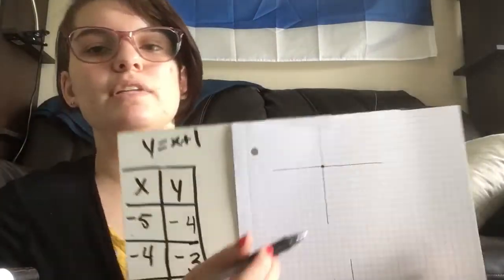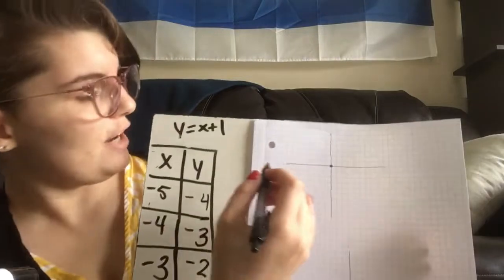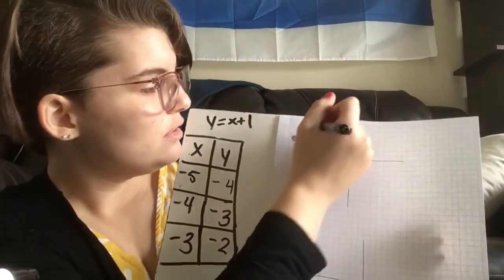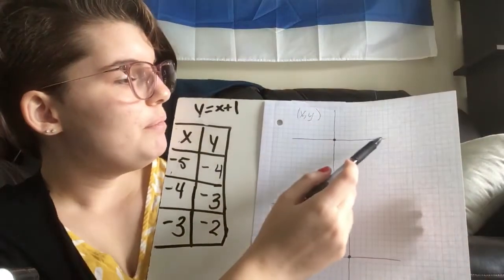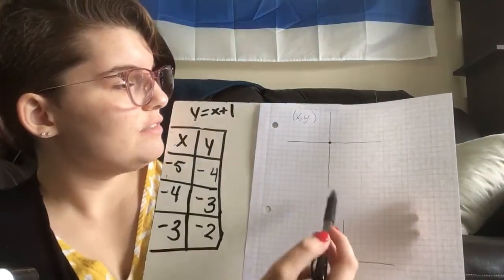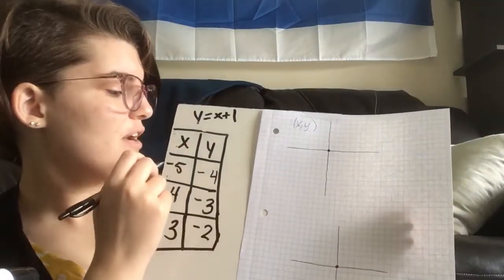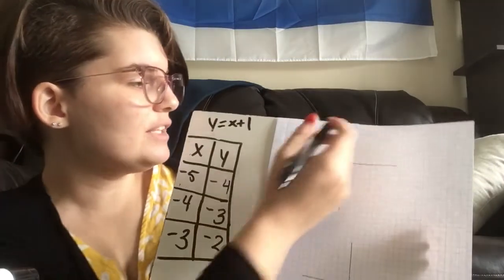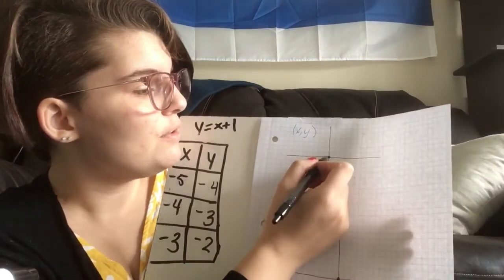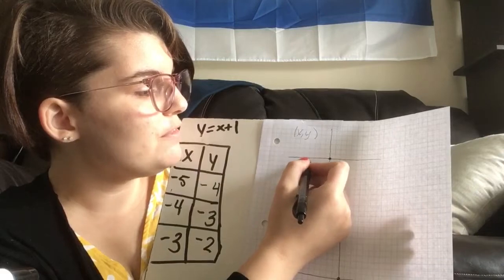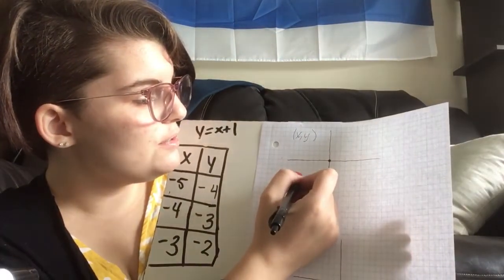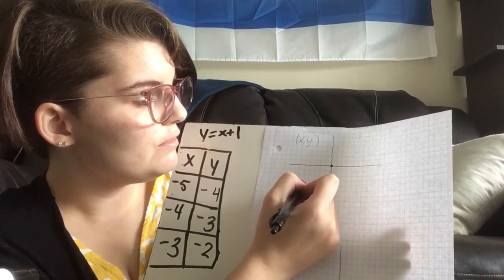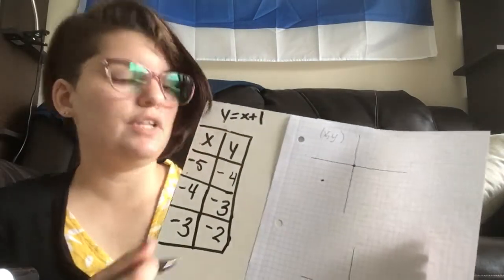So if I can remember this, for my graphs, it goes x, comma, y. Positive, negative, positive, negative. Okay? So I have -5, -4. That's my ordered pair. So I'm going to go 1, 2, 3, 4, 5, and then down 4. 1, 2, 3, 4. That's where my first point is.